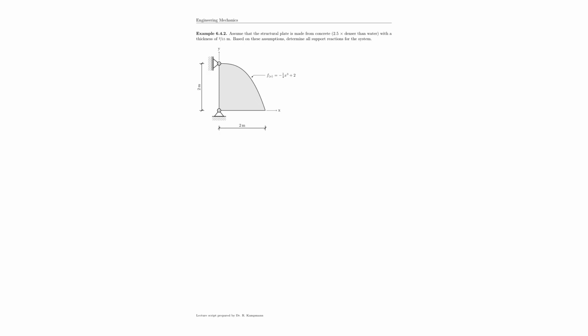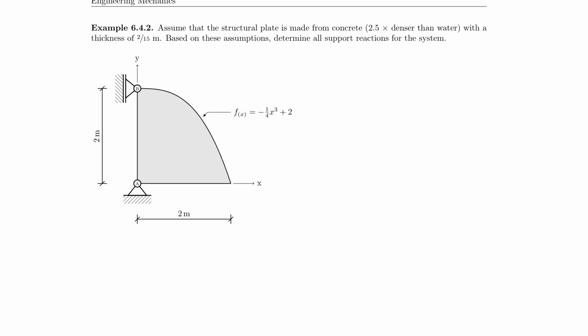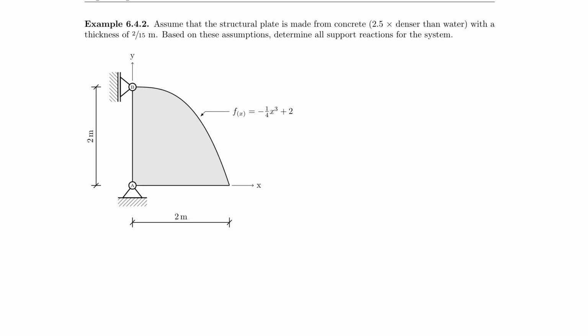So in this problem, it becomes a little bit more interesting because we're really dealing with a structure, if you will. And so let's read the problem statement. There's a structural plate that is made from concrete, which is 2.5 times as dense as water. And it has a thickness of 5/15 meter. That's of course a strange measurement, but that will make our numbers easy. And now you are supposed to determine the support reactions.